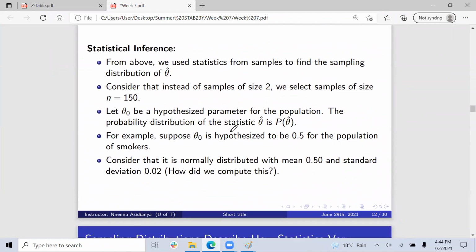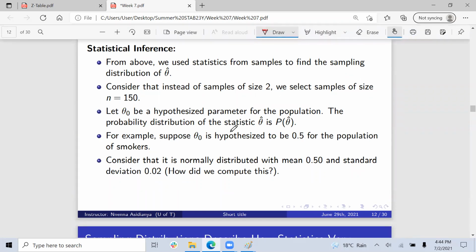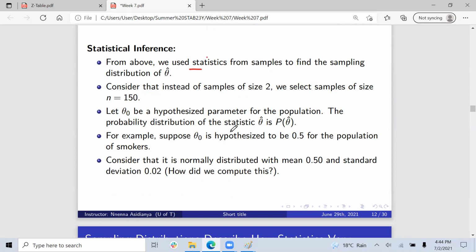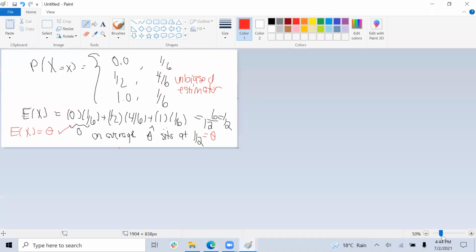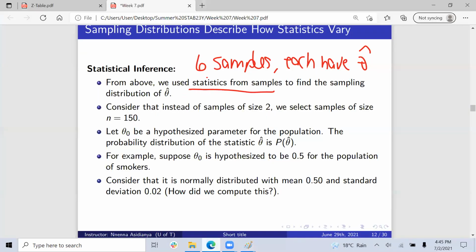Okay. So from above, you can see that we use the statistics from the sample. What do I mean by that? I mean that we used the statistics from each of the 6 different samples. There were 6 samples, and each has a theta hat. We use those statistics to find the distribution. So this is the distribution of theta hat, which we found using each of the 6 different estimates from the different samples, right?